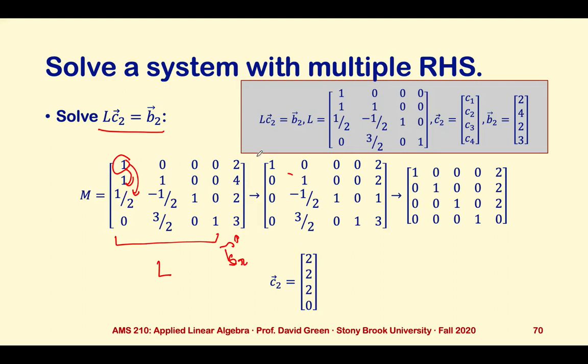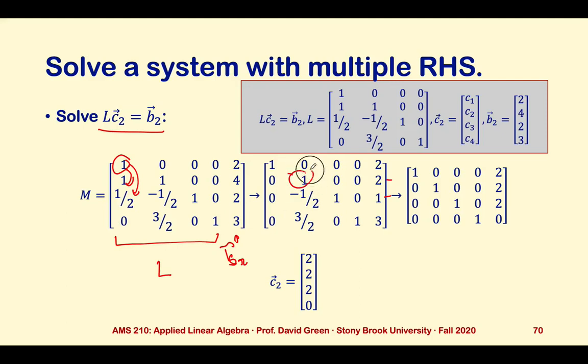So subtracting the first row from the second, 1 minus 1 is 0. These are all zeros, and so the next three entries are unchanged. 4 minus 2 is 2. For the third row, we subtract half times the first row. Half minus half is, of course, 0. 3 zeros, so the next three entries are unchanged. 2 minus 1 is 1. Third row, unchanged, because we already had a 0.